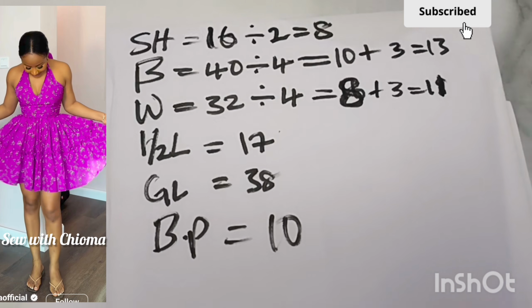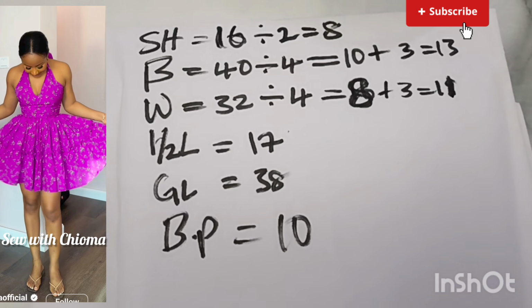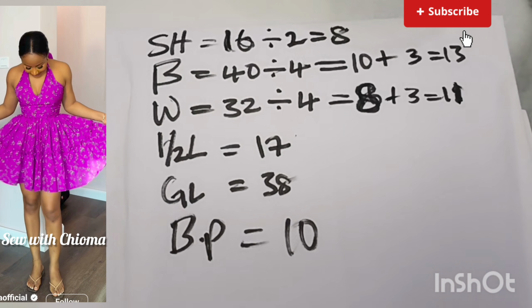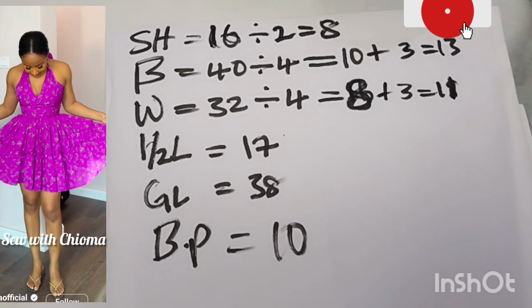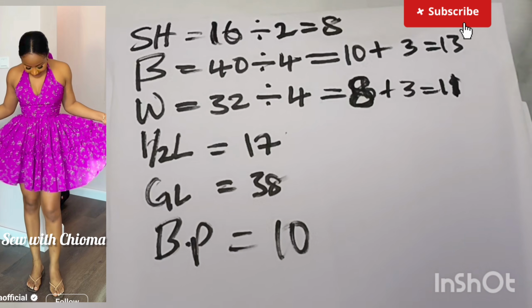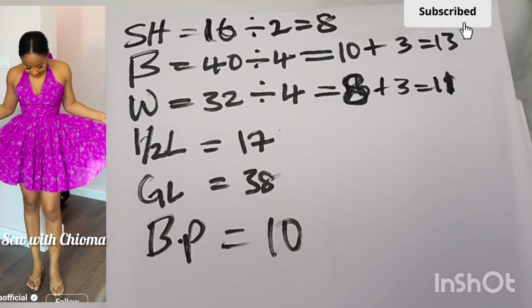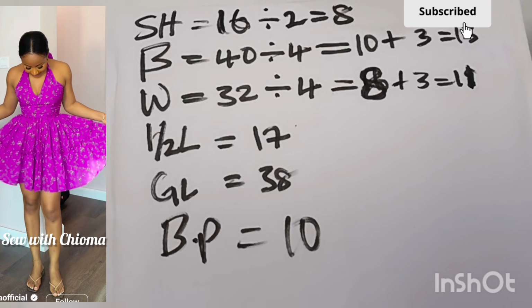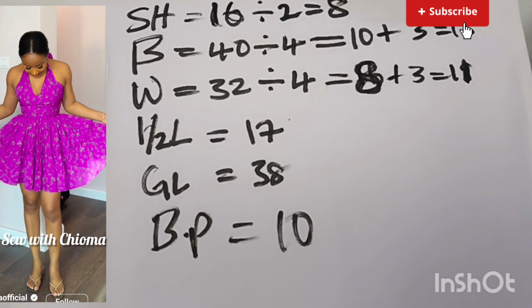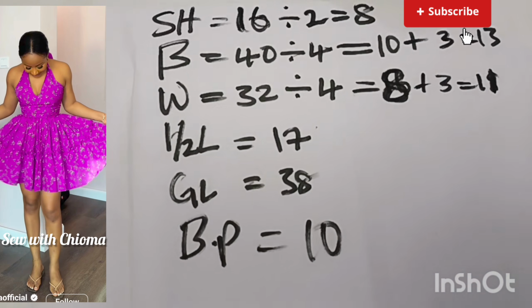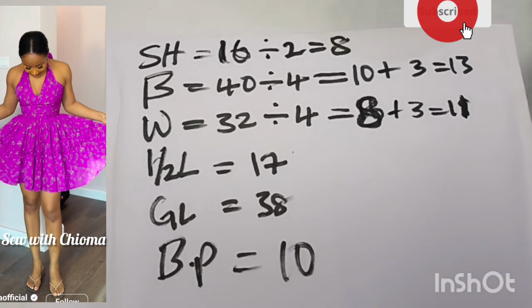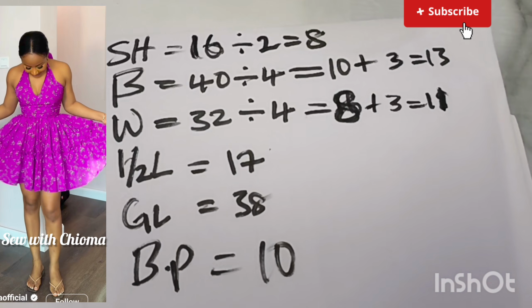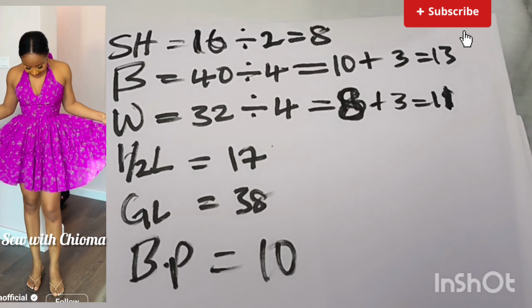Okay, so once you divide, you add your allowance. I added plus 3 to each because of the kind of dart, princess dart, so that is why I added 3 inches. And I summed it up. At my bust I have 13 and my waist I have 15. Half length is 17. Now the bust point is 10. Okay, so that is it. That is the measurement we'll be working with.